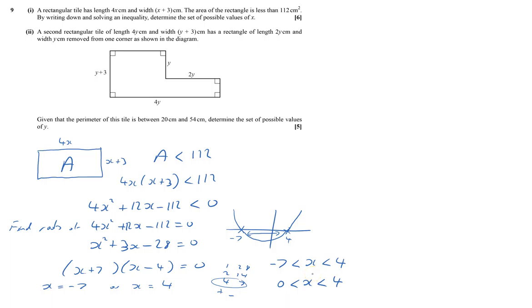Just check that makes sense. Yeah, it could be. Technically it could be equal to zero, but it's not really a rectangle then, so I think we exclude it. We won't have that equal. Part two.